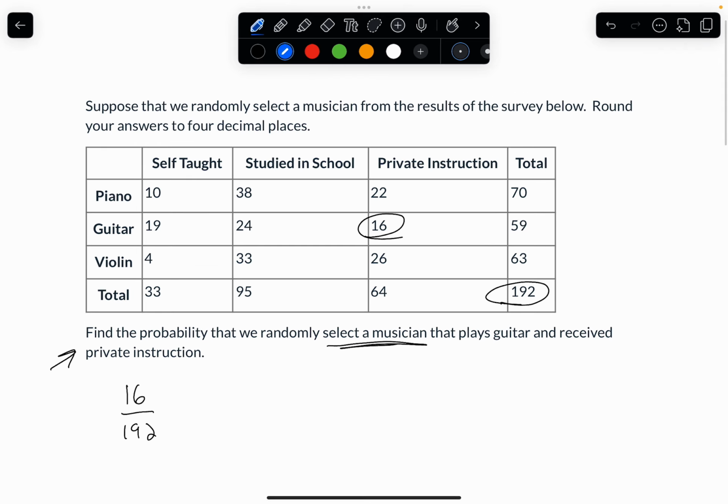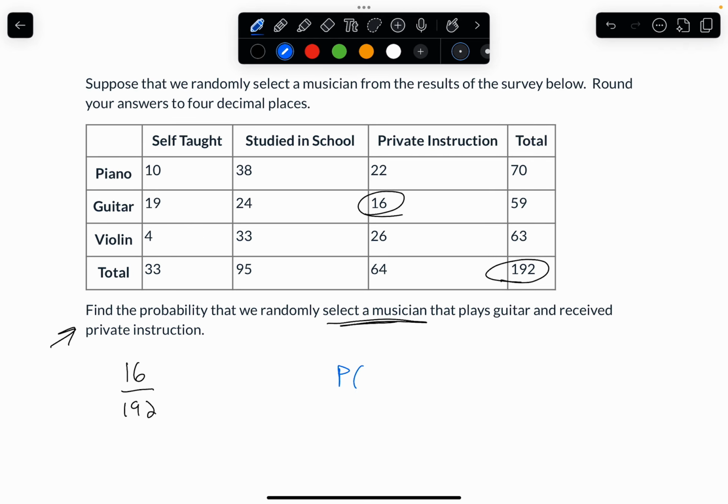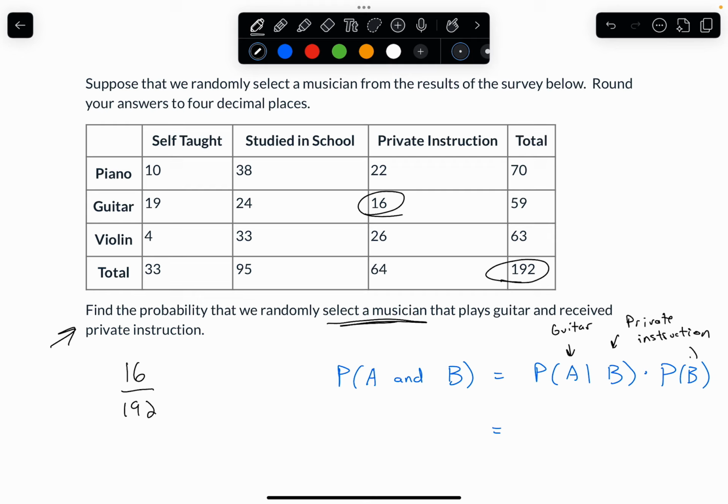So the general multiplication rule says the probability of A and B is equal to the probability of A given B times the probability of B. So I'm going to treat A as, let A be guitar, and then we'll have B be private instruction.